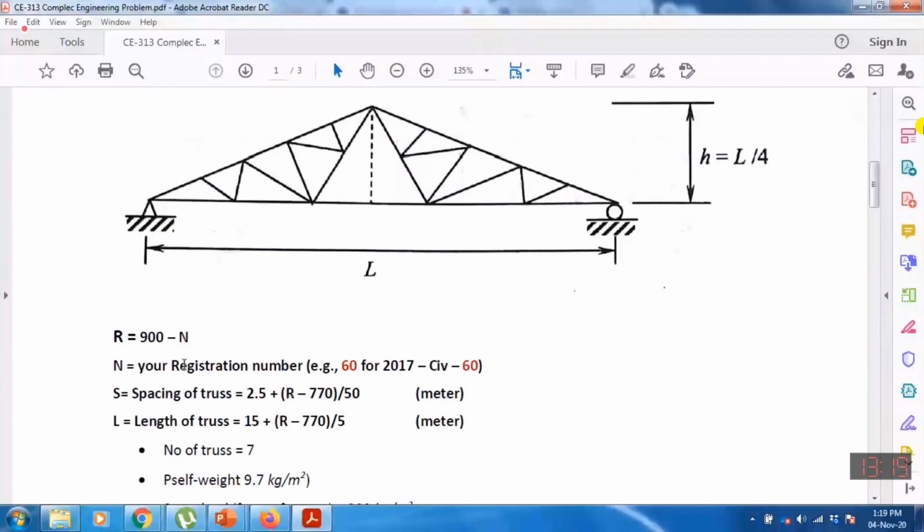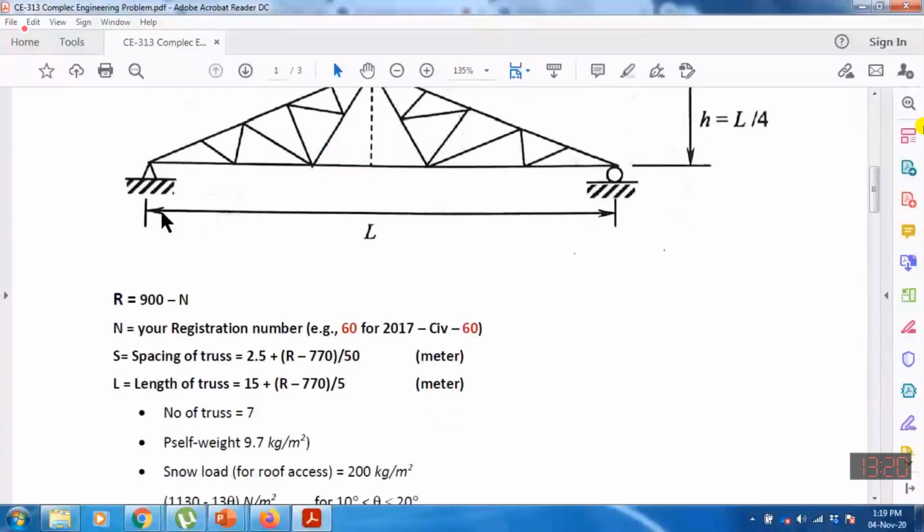In the same way, the length of the truss is also variable. So it is a different value for all the students. You will compute the length by this formula: 15 plus (R minus 770) divided by 5. It will also be in meter.